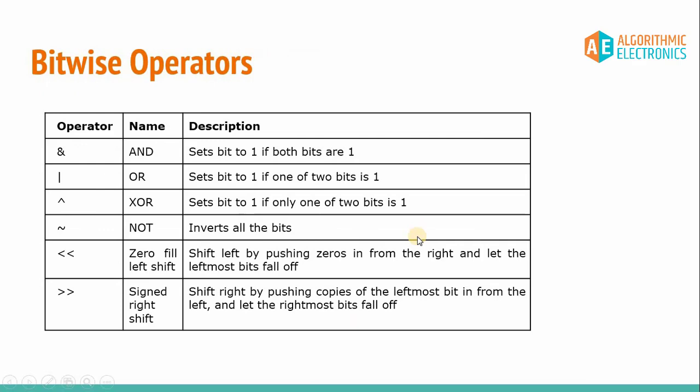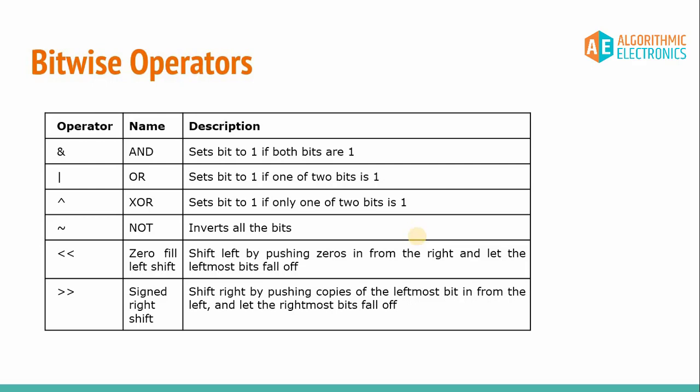Now we'll discuss the next and final group of operators, the bitwise operators. There are lots of operators available here. The first one is bitwise AND, then OR, XOR, NOT, this is the left shift operator and the right shift operator. These operators work on binary data, not on the integer values.